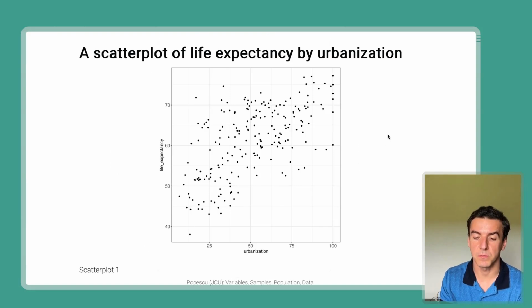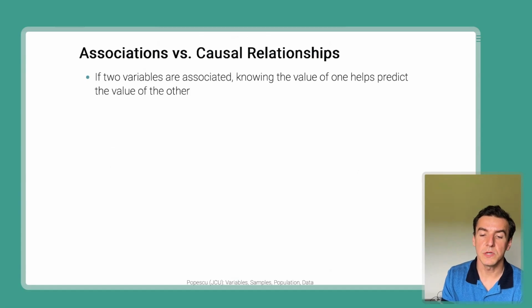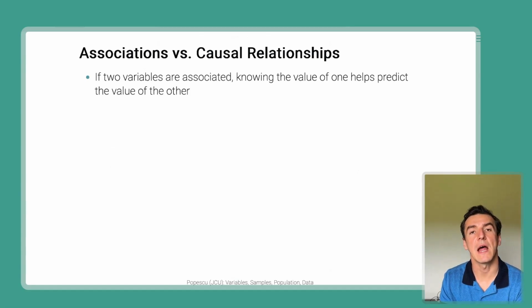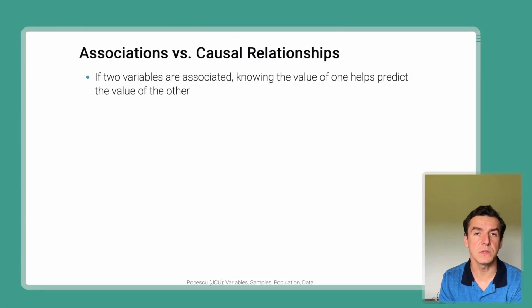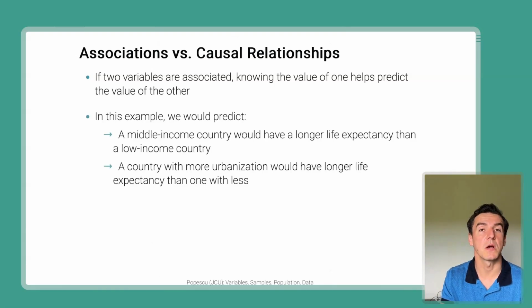So this is called a scatter plot, where every single point is one unit, one country that has two characteristics, urbanization and life expectancy. So it's important to distinguish between associations and causal relationships. So if two variables are associated, this means that if we know the value for one, we can help predict the value in the other. A middle-income country would have a longer life expectancy than a low-income country. Similarly, if we think about urbanization, a country with more urbanization would have longer life expectancy than a country with lower urbanization.